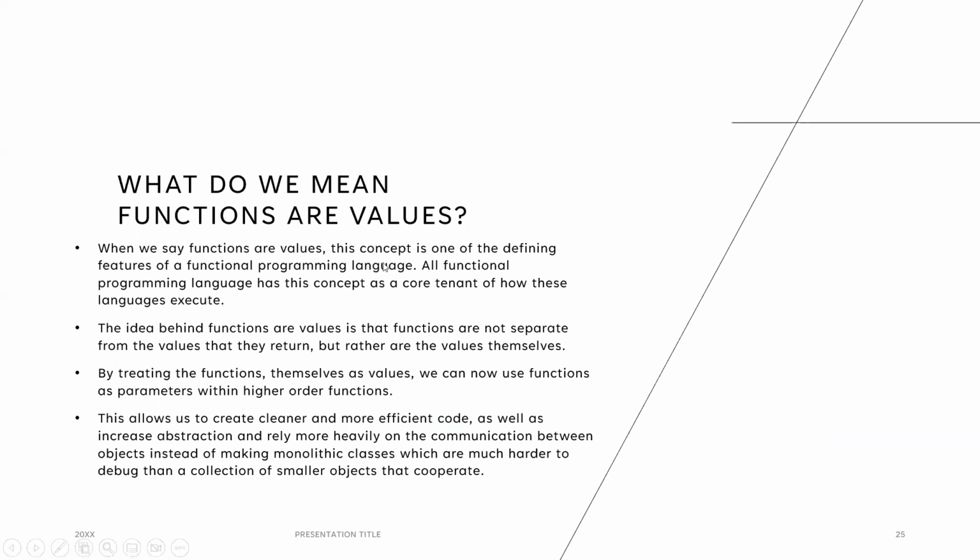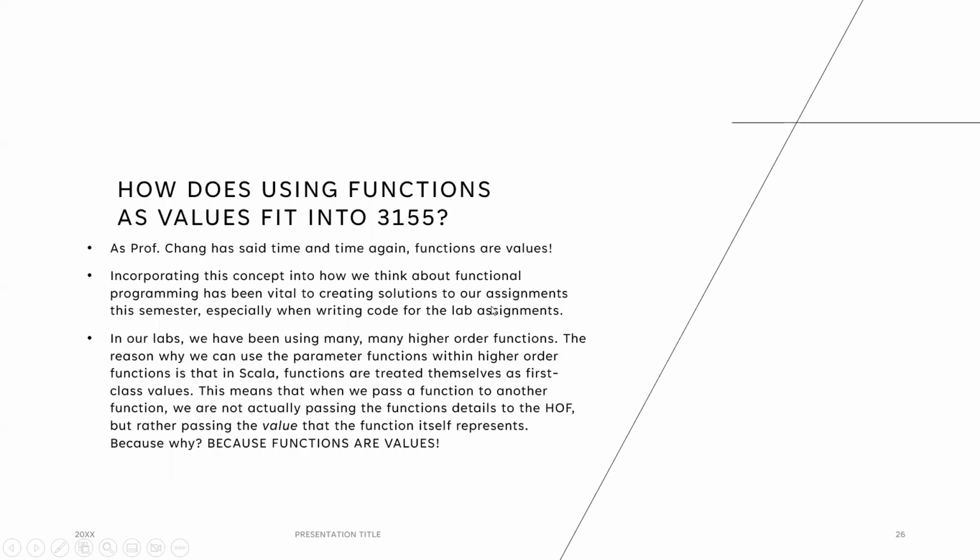The idea behind functions as values is that functions are not separate from the values they return, but rather are the values themselves. By treating the functions themselves as values, we can now use functions as parameters within higher order functions. So it loops back into higher order functions as well. This allows us to create cleaner and more efficient code, as well as increase abstraction and rely more heavily on the communication between objects instead of making monolithic classes, which are much harder to debug than a collection of smaller objects that cooperate.